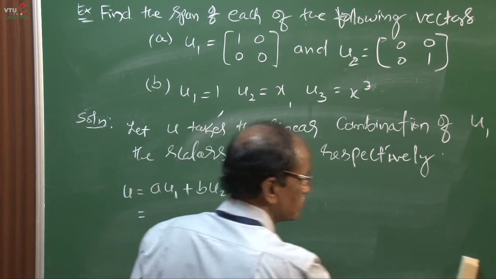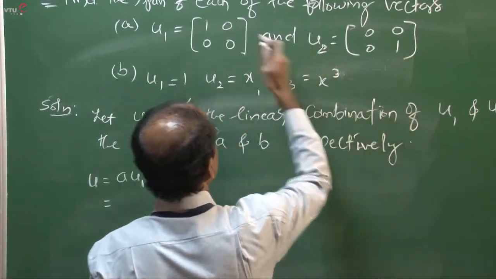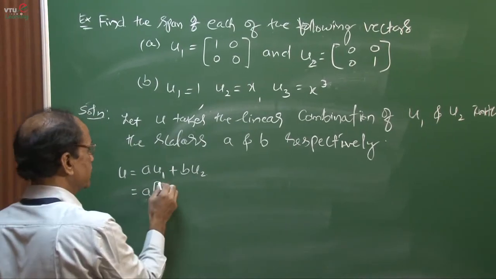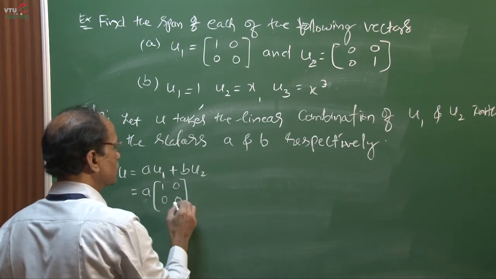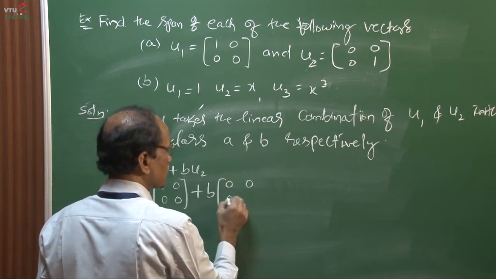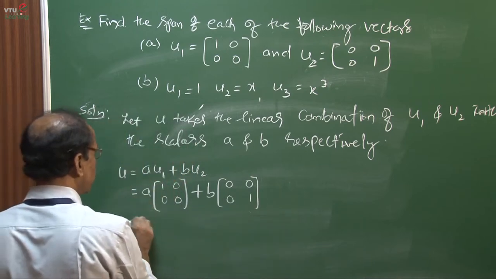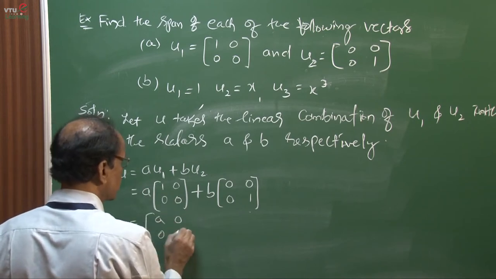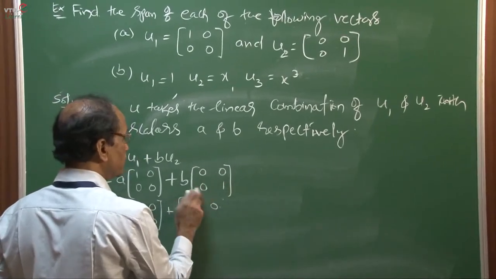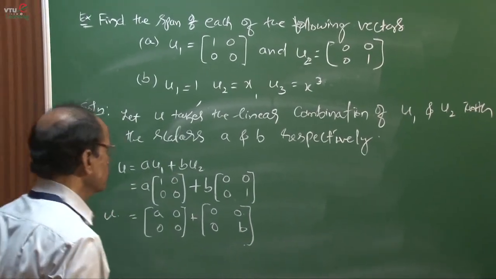What is the first matrix? In the first matrix only one number is non-zero. In the second matrix also one number is non-zero. That is A into the matrix, this is a scalar multiplication to the matrix, 1, 0, 0, 0, and plus B multiplied by the matrix with first row 0, 0, and second row 0 and 1. Okay. So, we will multiply the matrix by the scalar, and we get A, 0, 0, 0 plus B into 0, that is 0, and B into 0, B into 0, this is 0, B into 1, that is B. This is for U.